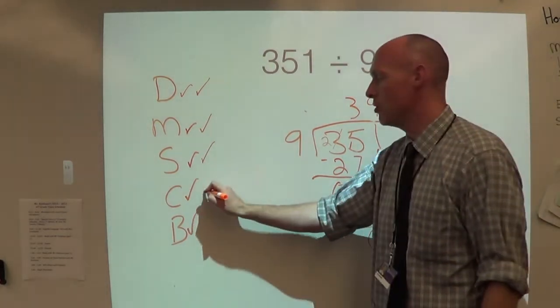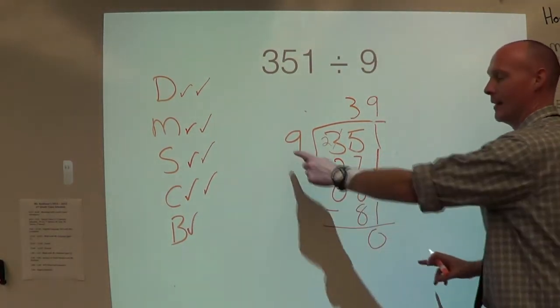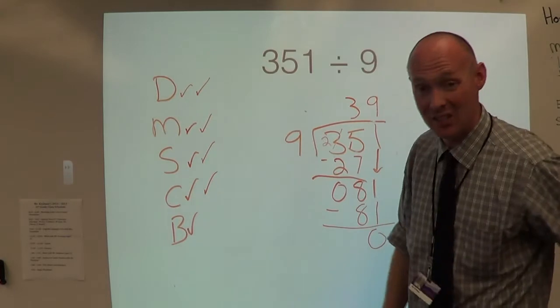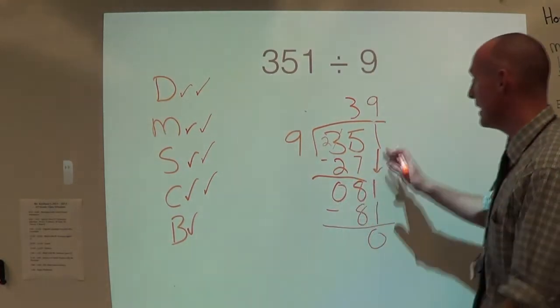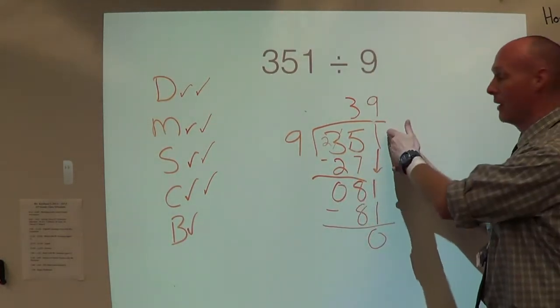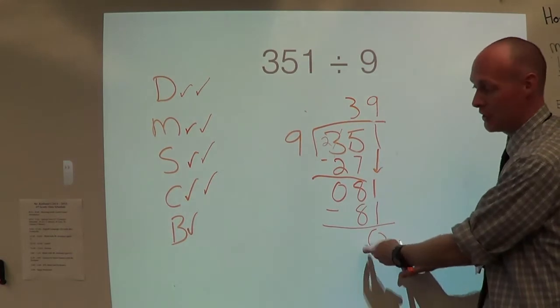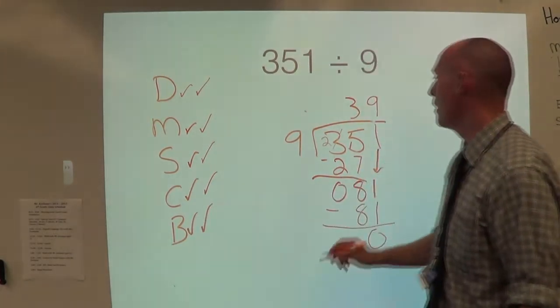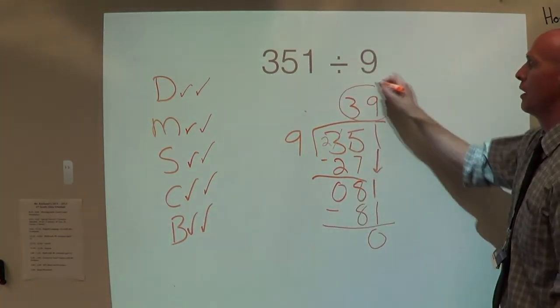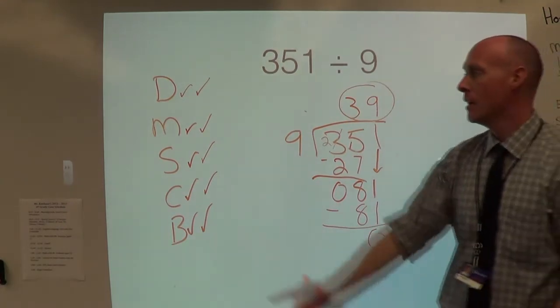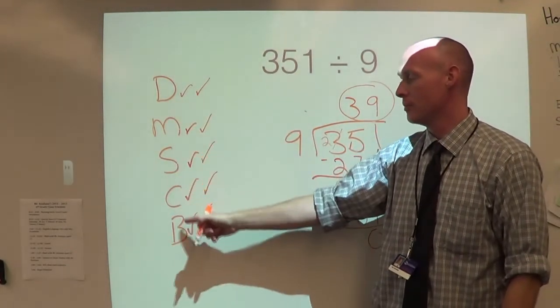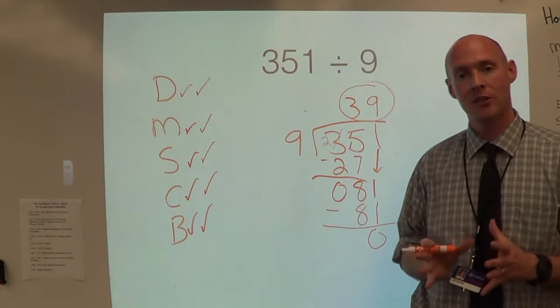My next step is to check. Is 0 less than 9? It is. My next step is to bring down, but unfortunately I have nothing left to bring down, and I'm at 0, so we're good to go. Therefore, my answer is 39. Does McDonald's sell cheeseburgers? Just a way to remember the steps.